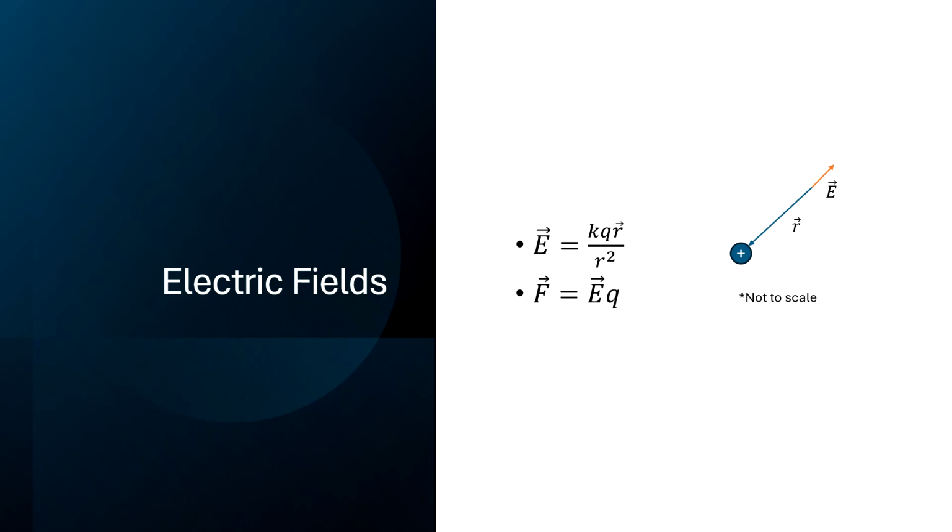The electric field at a given observation point is determined by multiplying the charge of the source item by the electric constant and multiplying that by the distance away and dividing by distance squared. The way we calculate the force caused by this electric field is by multiplying that electric field vector by the charge of the receiving item.